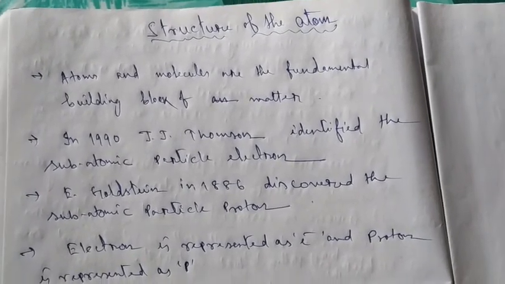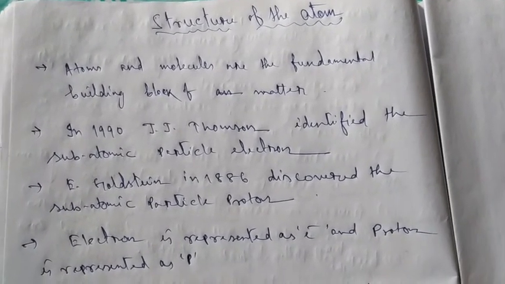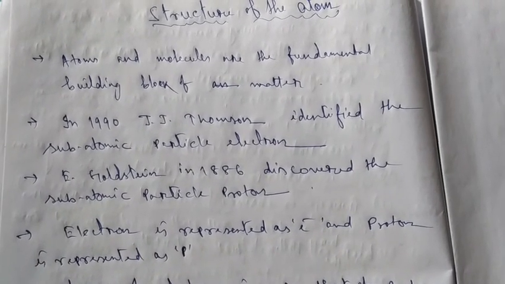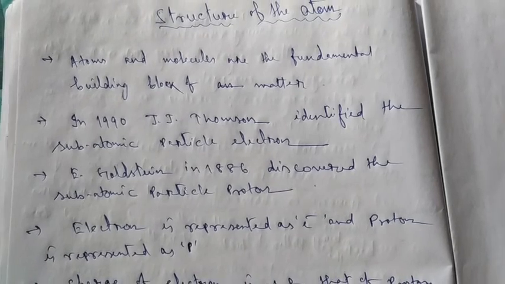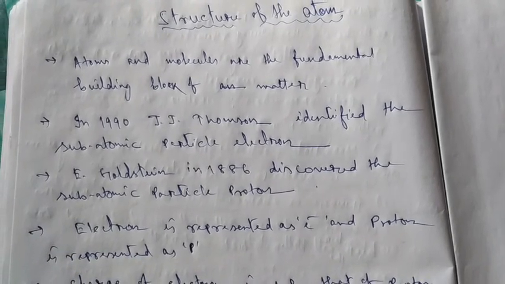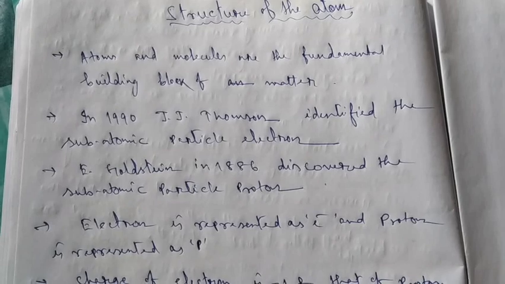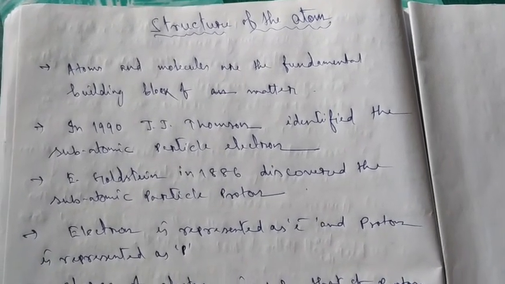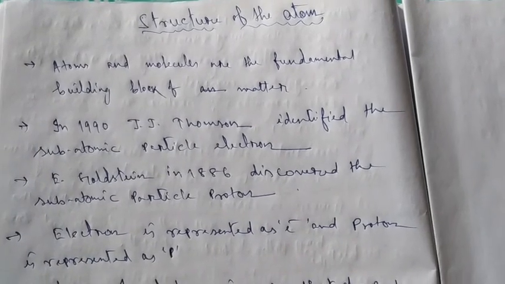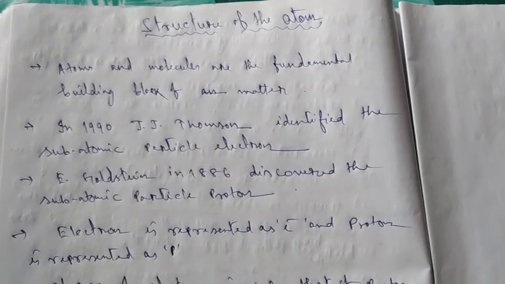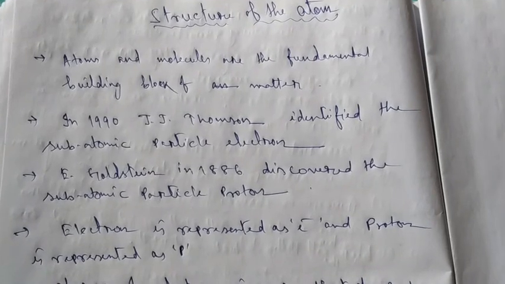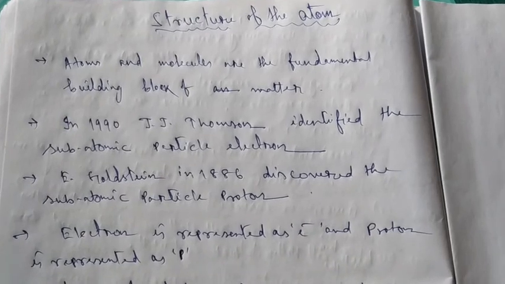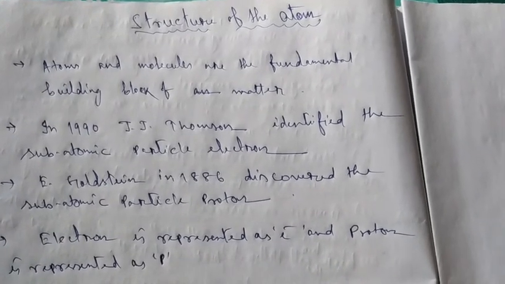Now how are two matters different from each other, or how are different kinds of matter there? As their basic unit is the atom, two matters which differ by their atoms will obviously be different. So in this chapter we are going to discuss how the atom is constituted, what its components are, how it will be presented, and what its structure will be. It will be discussed in detail.